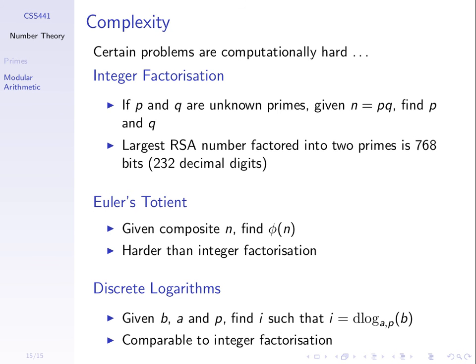How large is large? Some examples, maybe these are a bit old now, but the two primes were 768 bits, or about 200 decimal digits. So you write down a prime number 200 digits long, and another prime number 200 digits long, multiply them together and you get a much bigger number, n. I give you n, you will not be able to find those two primes, p and q.